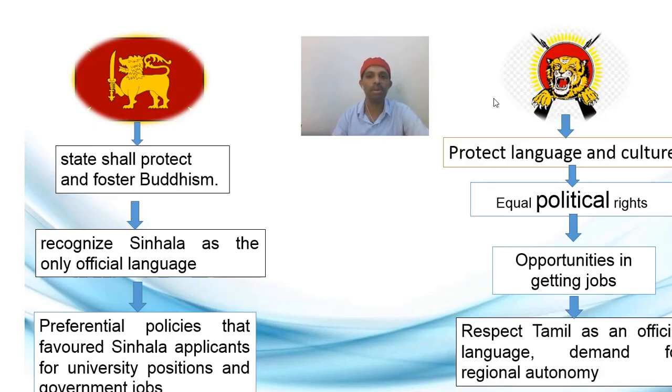So this type of policy, called majoritarian policy in Sri Lanka, by the majority community led to civil war and the formation of the LTTE. This shows the lack of power sharing in Sri Lanka leading to conflict, where so many people from both the communities lost their lives. And of course, finally, the Sri Lankan government suppressed and eliminated the problem of the LTTE in Sri Lanka.